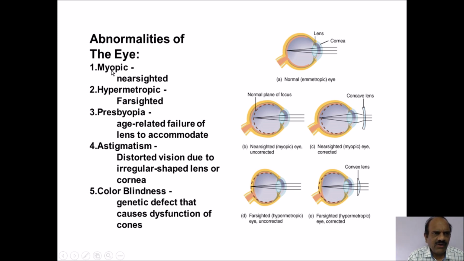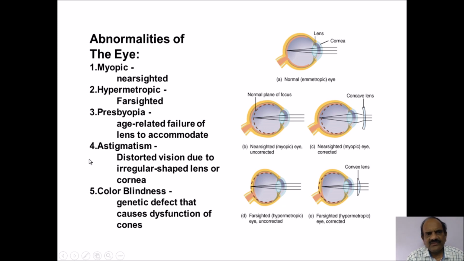Now, myopia is what we call nearsightedness. Second is hyperopia, or hypermetropia, which is farsightedness. And third is presbyopia. This is the age-related failure of the lens to accommodate, or the inability of accommodation. Accommodation is the ability to adjust the focal length of the eyeball.